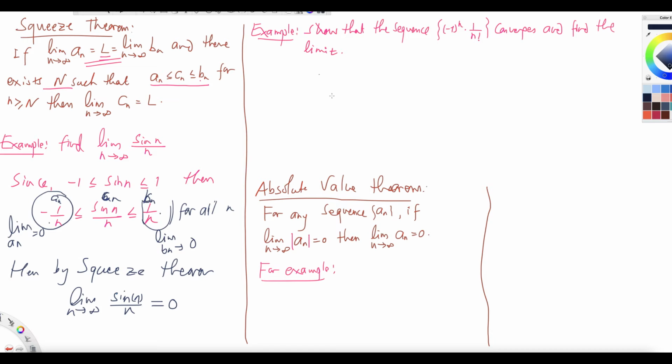All right guys, so what it says is, show that the sequence (-1)^n times 1 over n factorial converges and find the limit. So there are two different ways to do that. I will show you both ways, right? But first of all, I want to do the more complicated way, but it makes more sense with the squeeze theorem. Okay, so what is n factorial?